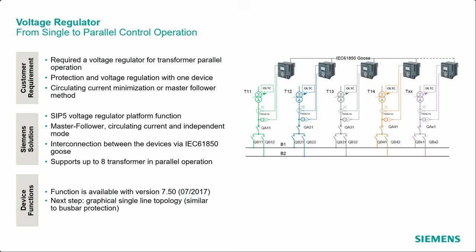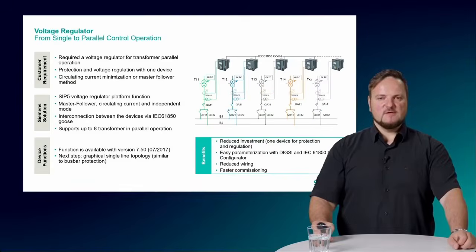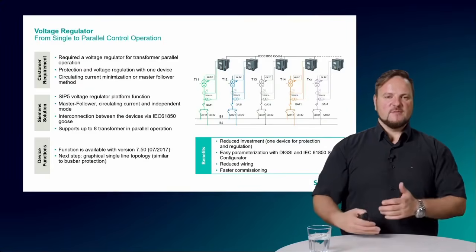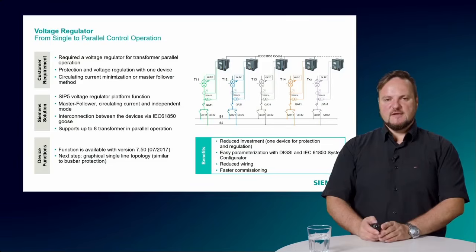Now we are working on the graphical single line topology, which is similar to the busbar protection. That means we want to check which transformer is connected to which busbar, and only the transformers connected to the same busbar have their own voltage control group. This is really similar to the busbar protection, where we have the different check zones, and we detect them via the position of the disconnector and circuit breaker. And this, of course, is much easier for you. That means there is no need any longer to do that via a CFC plan.